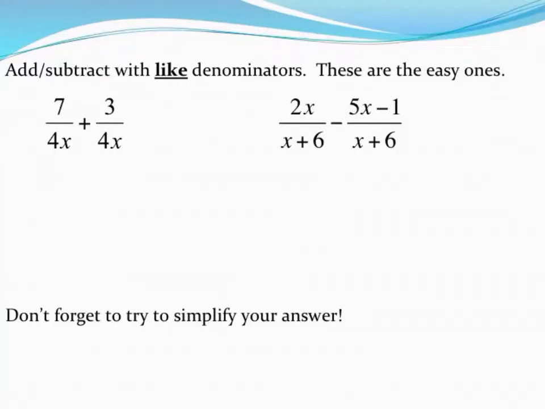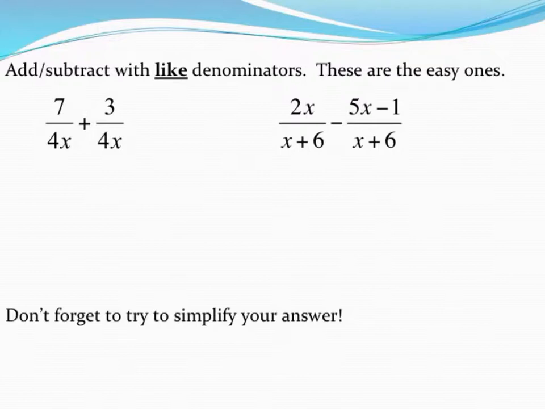In order to add or subtract fractions, you need to have a common denominator. That's true if we're dealing with ordinary fractions or these algebraic fractions that have variables in them. So for these first couple examples, we have like denominators. These are the easy problems where we don't have to find a common denominator. In a few more videos we'll take a look at how to do that though. But for now, let's keep it simple.